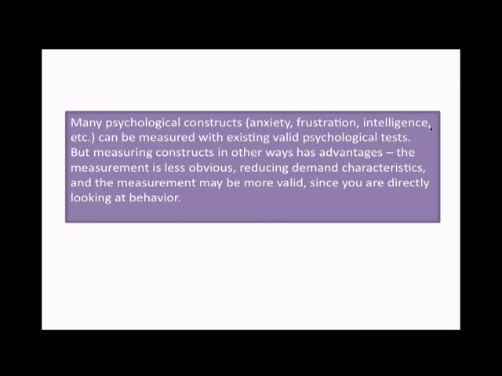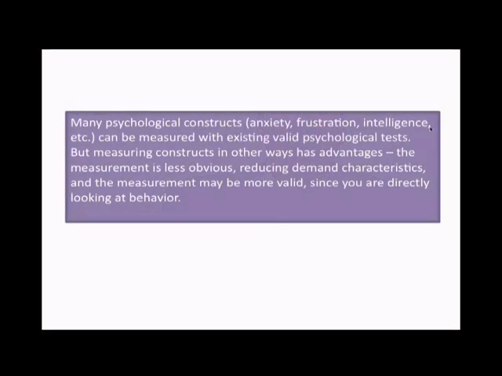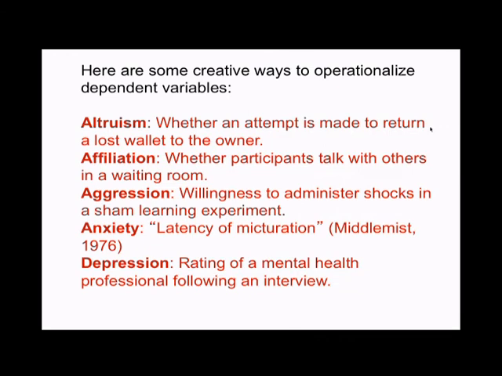You reduce demand characteristics. In other words, when you hand someone a Beck Depression Inventory, they know that you're interested in how depressed they are. So if you find a different way of measuring it, a more subtle way, you eliminate that demand characteristic. Also, the measure can be more valid since instead of depending on what the person says, you're oftentimes directly looking at their behavior. So let's think of some creative ways to operationalize some psychological variables.